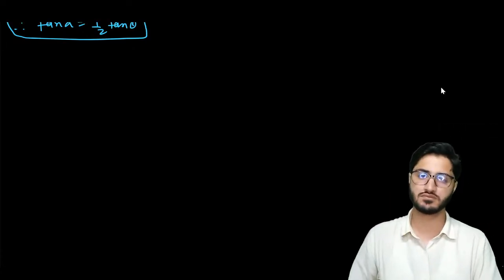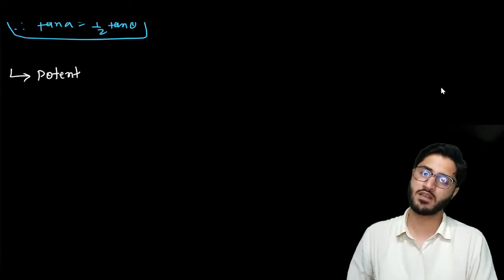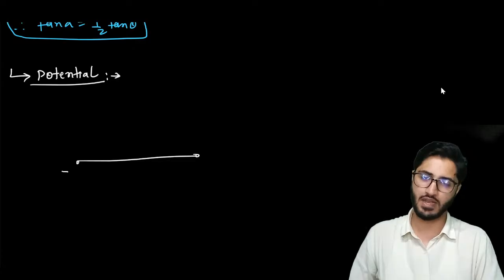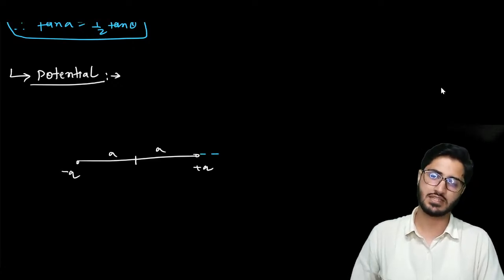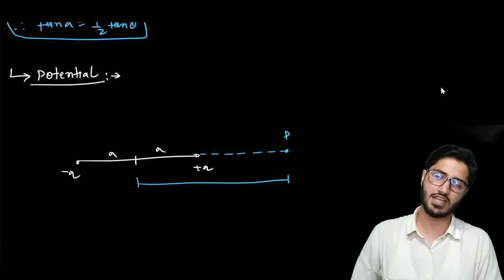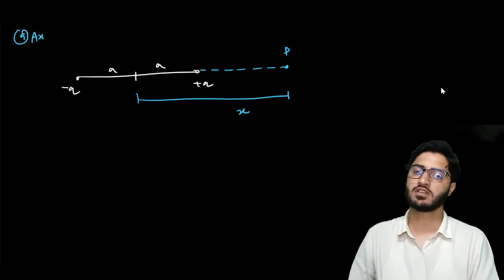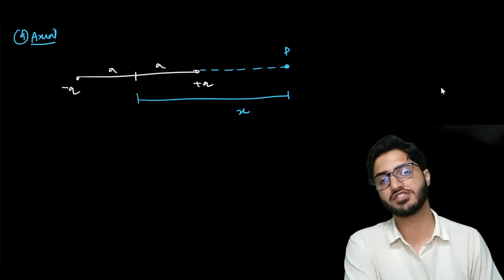Look now. We have the potential concept, for electric dipole only. So if we have a dipole, minus q and plus q, this length is a, this length is a. Some distance apart, I will take a point P. This distance is x. First case, axial point.